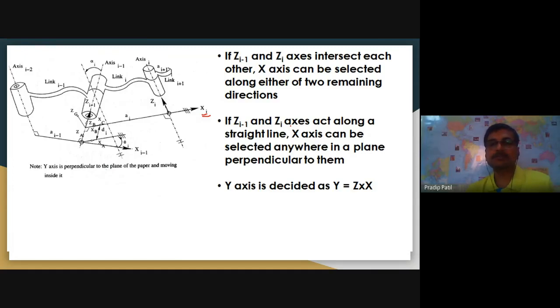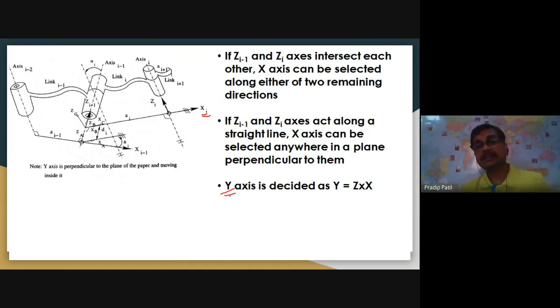And the second rule: if z i minus 1 and z i act along the same straight line, which will happen sometimes when we have two revolute joints in the same direction, then x can be selected anywhere in the plane perpendicular to them. So if this is z i and this is z i minus 1, we can select the x in that plane anywhere.